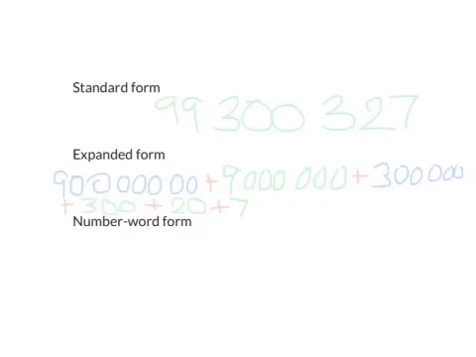And number and word form means to put it in part numbers and part words. So remember I told you originally what the number is said like? It's 99 million. And so if you look, this is my number, and this is my word, 99 million. And I'm going to keep going. I have 300,000. And it continues with 327, and that's it, because that's my hundreds. So I have 99 million, 300,000, and 327.